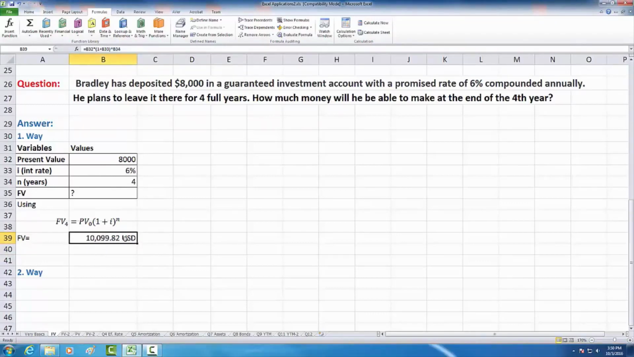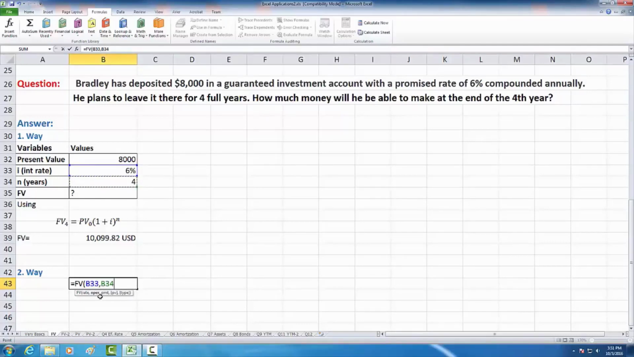You can do this by writing your own formula, or as a second way, you can use built-in functions. The built-in function is FV. When you click on FV, you can understand what it does. It returns the future value of an investment based on periodic constant payments and constant interest rates. FV, open a parenthesis. The first thing it asks you is the rate. Here is the rate, 6%, B33. Then comma, number of periods. How many periods do we have? We have 4 years.